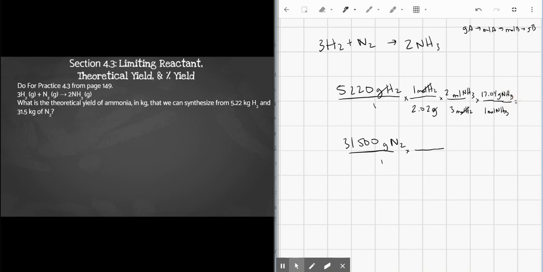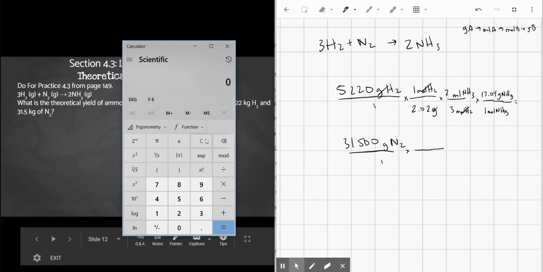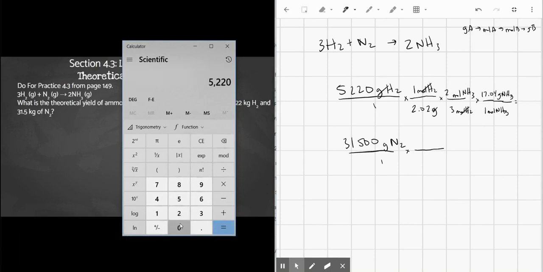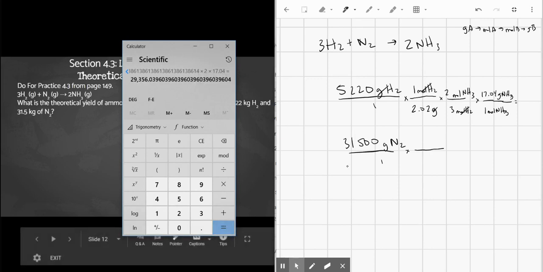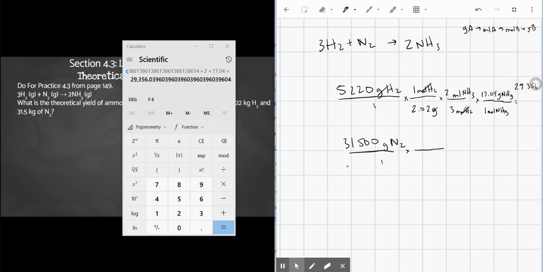And let's see what that value is. So we have 5,220 divided by 2.02, okay, equals, divided by 3, the order that we do it in should not matter, equals, and multiplied by 2, and multiplied by 17.04, equals, okay, so we're going to get 29,356 grams, or 29.356 kilograms. Okay, we can write it as either. Since it didn't specify that it wants it in grams or kilograms, leave it in grams. That way you have less of a chance of messing up.